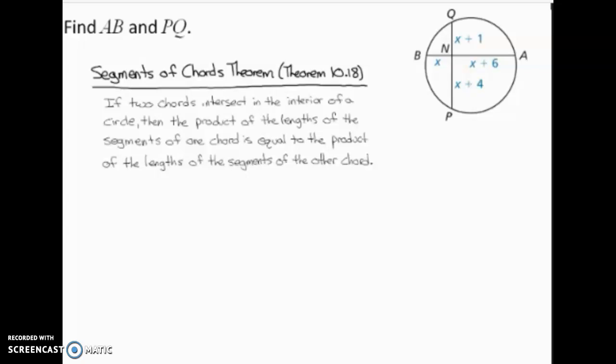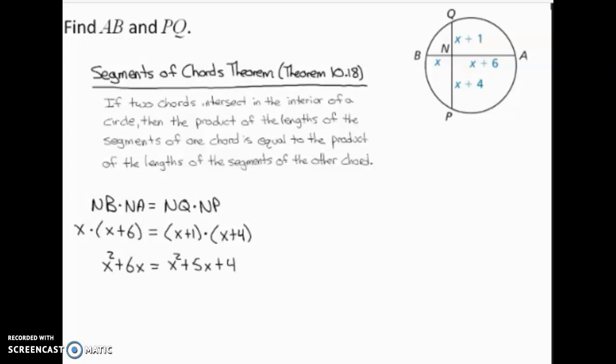Using the segments of chords theorem, NB times NA equals NQ times NP. Substituting x for NB, x plus 6 for NA, x plus 1 for NQ, and x plus 4 for NP, gives x times the quantity x plus 6 equals the quantity x plus 1 times the quantity x plus 4, which simplifies to x squared plus 6x equals x squared plus 5x plus 4.